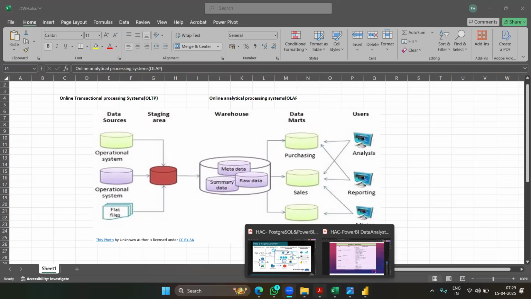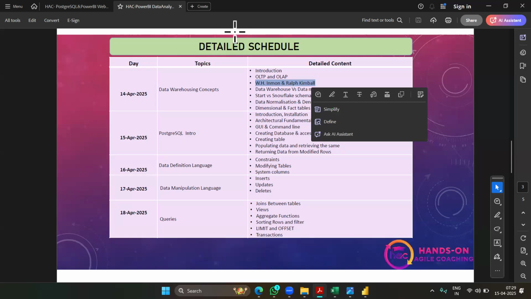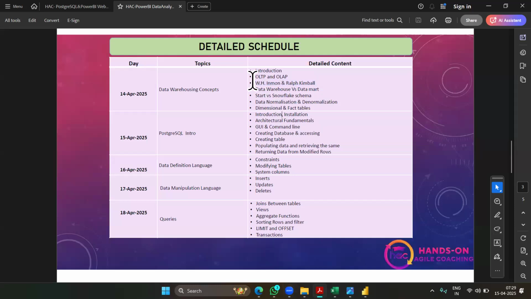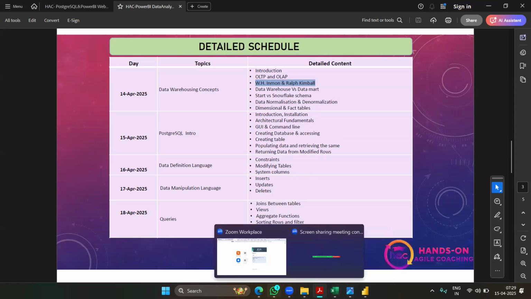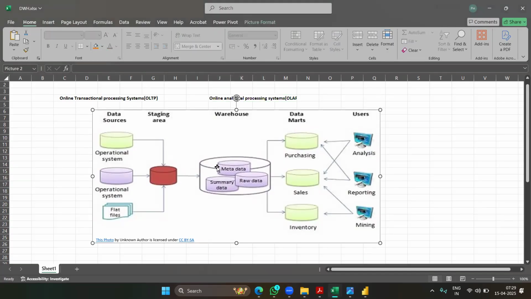Okay. So now let me take the topic of Ralph Kimball and Inmon. We have two great scientists, W.H. Inmon and Ralph Kimball, right? They are the ones who proposed data warehousing, right? Like Newton proposed three laws and kept his name, similarly, Inmon and Kimball proposed two different theories and they have kept their names, right? Now let us see what they have proposed.